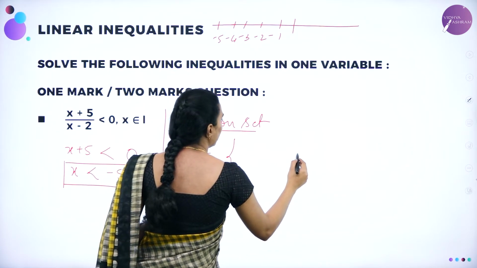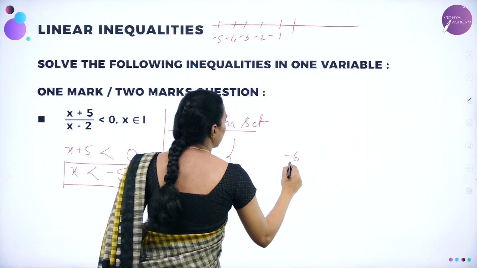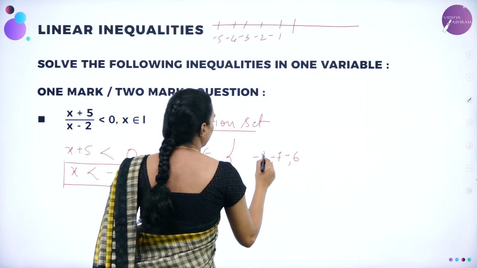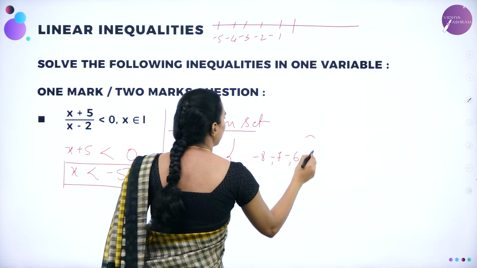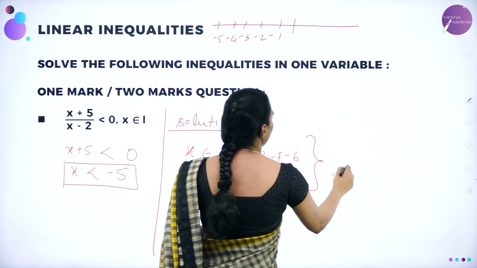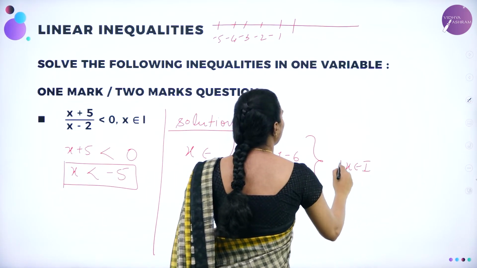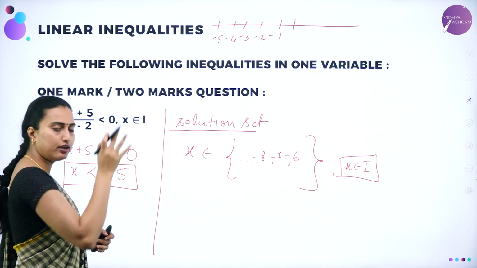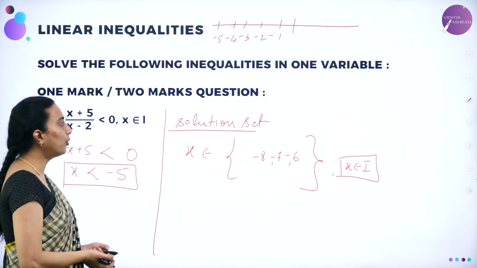So you are going to write it as minus 6, minus 7, minus 8, and so on. This is how you write the solution set when x belongs to integers. I hope you got this one. If it is x greater than minus 5, you are going to write it to the right-hand side. Okay, dear students, I hope you got this one.